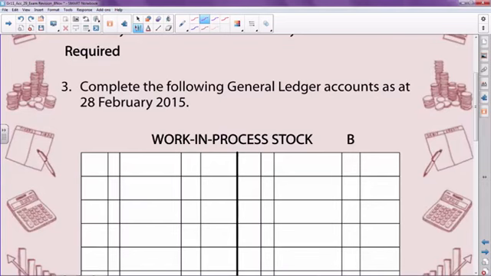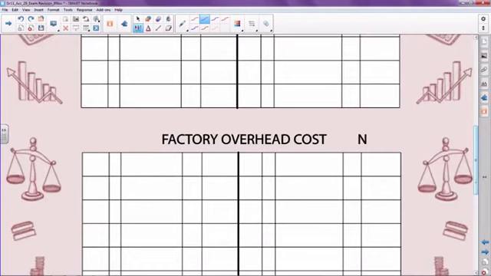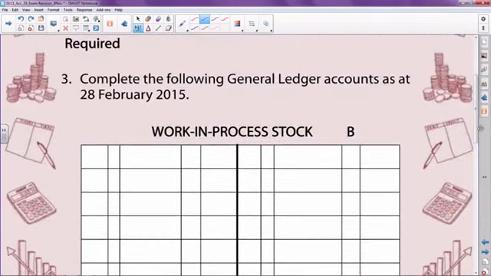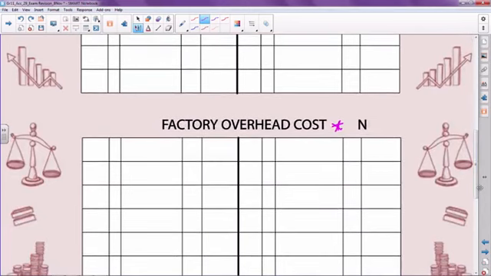Welcome back, guys. Let's carry on with the question. Right, the 2 ledger accounts that we're going to be completing, it's the last part of the question, work in progress stock and factory overhead costs. So I want to start off with factory overhead costs because without this ledger being completed, I am unable to complete the work in progress stock. So let's start off with factory overhead cost.